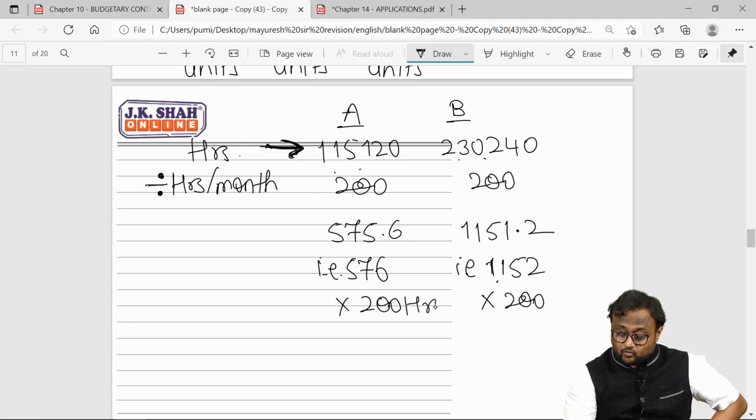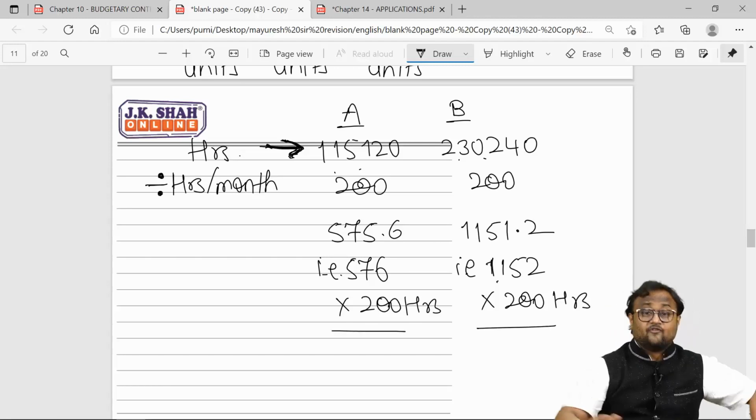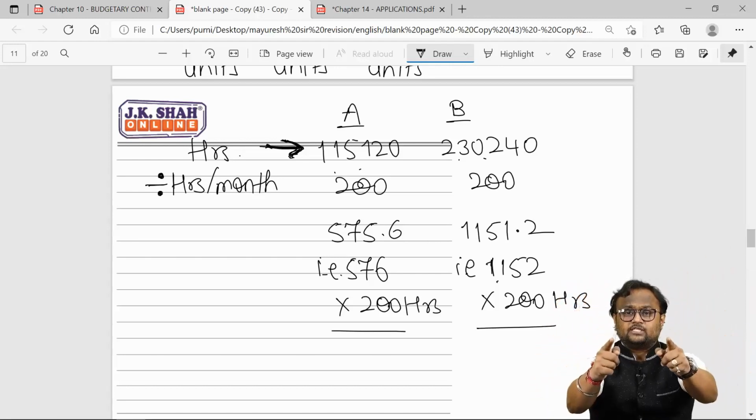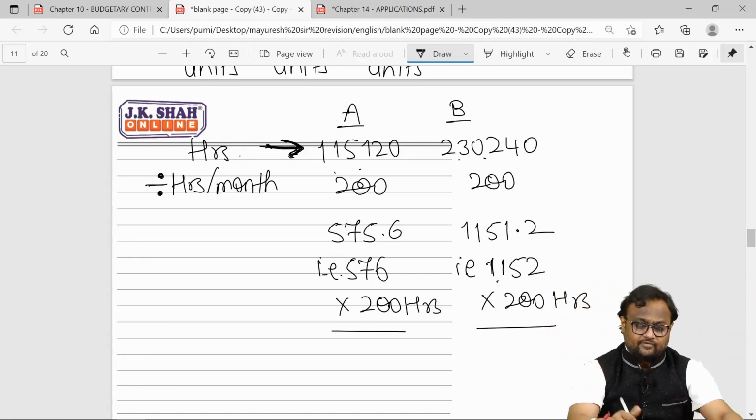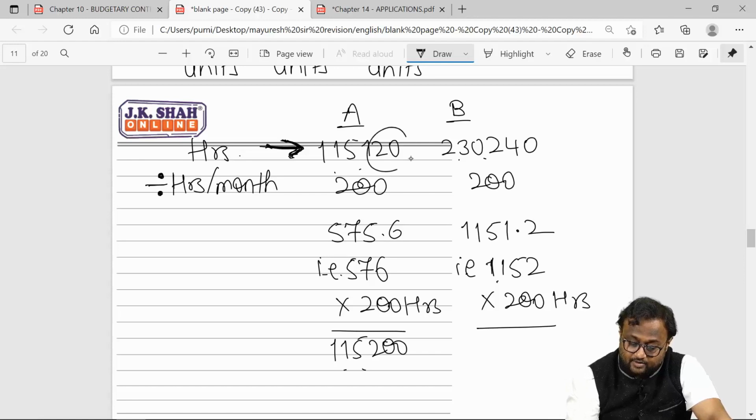Each one will be paid for 200 hours, no? That will give me the actual total number of hours. If I need 576 workers, I will employ 576 workers. So each worker will be paid 200 hours. So 115,200 hours are required to be paid, even if your requirement is less.